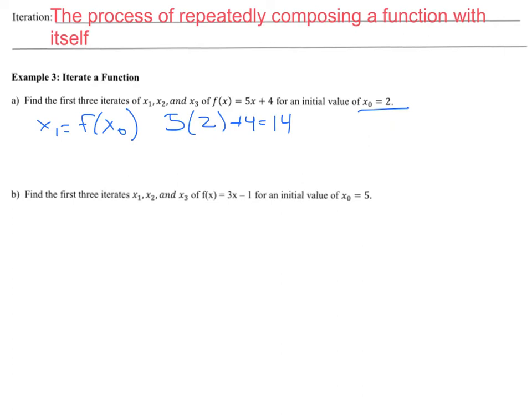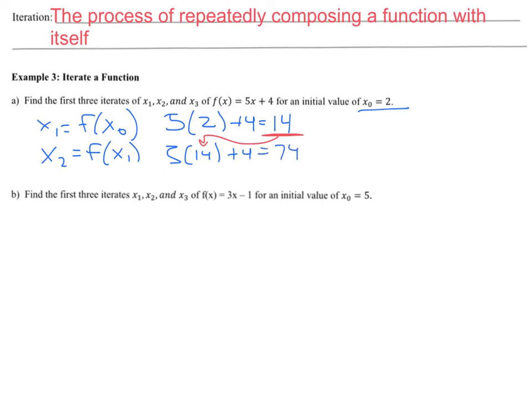Then I also know x sub 2 is going to be equal to f of x sub 1. Again, this is just how we write this. We're still doing the same process. So just like before, we're going to take what we just got as an answer and plug it into our next equation. So we're going to have 5 times 14 plus 4, and that's going to give me 74.